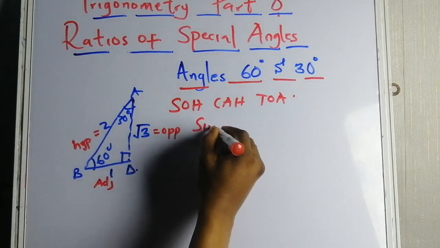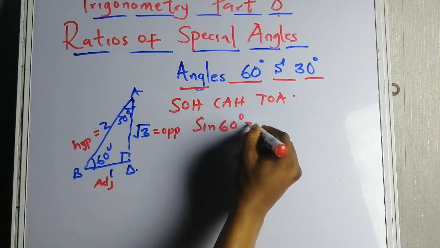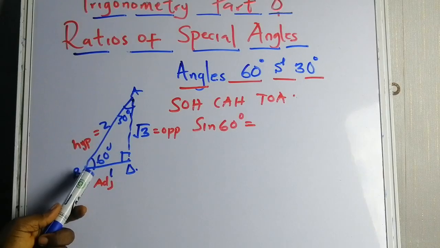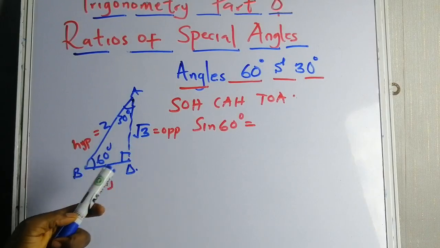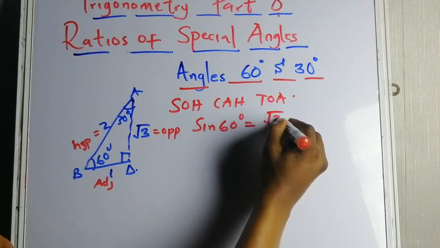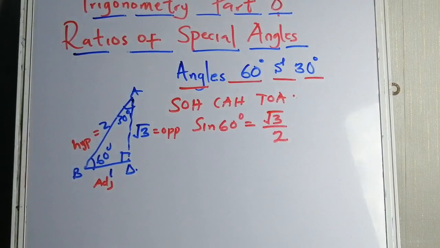So now we have sine 60 degree. What's the value for sine 60 degree? It's very simple. SOHCAHTOA, opposite over what? Hypotenuse. So in short form, root 3 over 2. And we've treated SOHCAHTOA to make it easier.